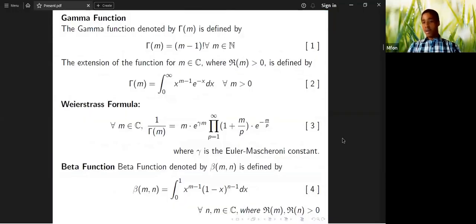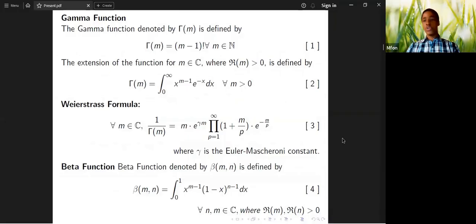The gamma function, defined by gamma of m for all m in the set of natural numbers, is equal to m minus 1 factorial. It can be expanded to the complex realm as follows: the definite integral from 0 to infinity of x to the m minus 1 times e to the minus x dx, where m is greater than 0, and the real part also has to be greater than 0.